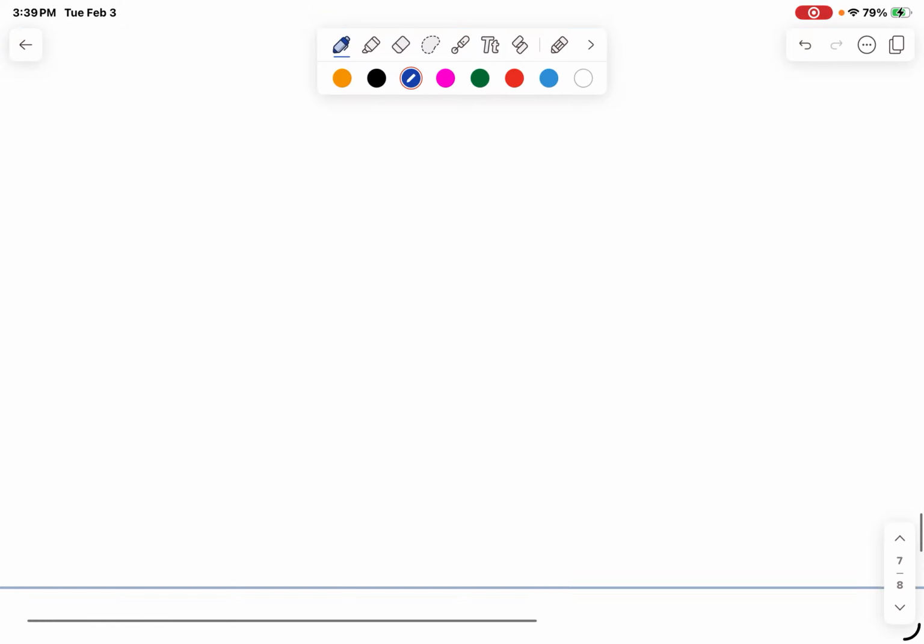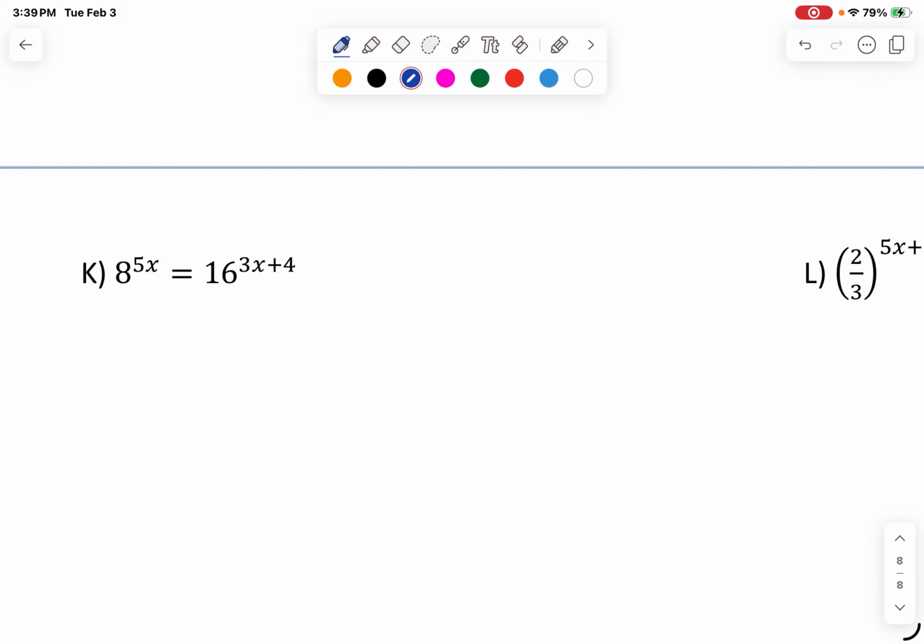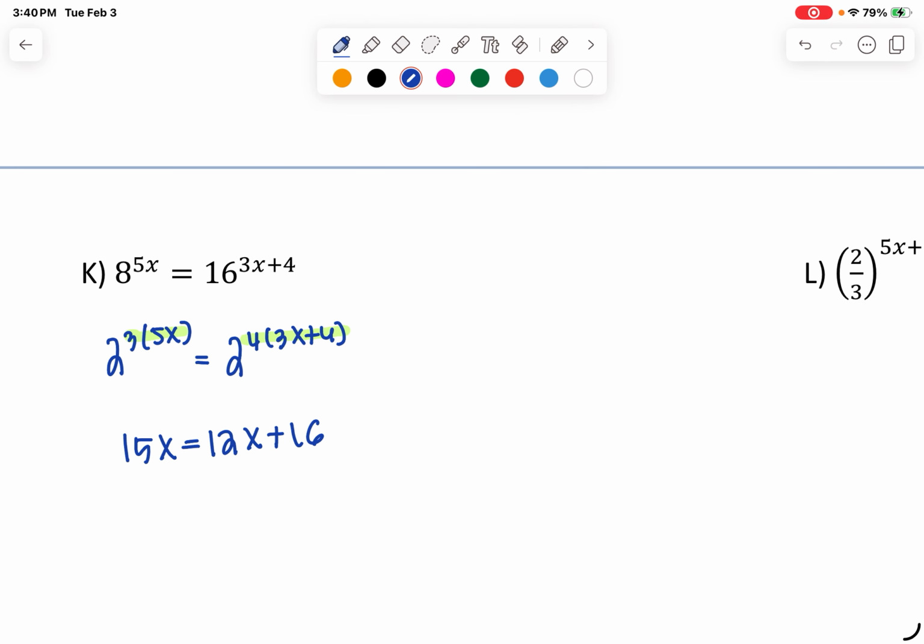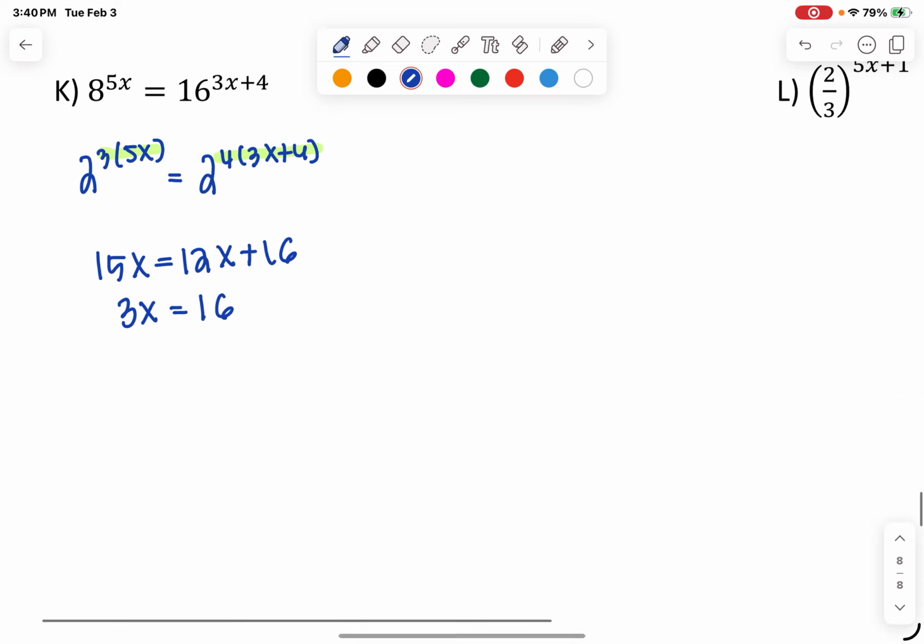Okay. Next one. 16 and 8 can both be rewritten as a base of 2. So this is 2 to the 4th to the 5x power, and 2 cubed to the x plus 4, which means multiply your exponents. 2 to the 20x, 2 to the 3x plus 12. Same base, so now you can set your exponents equal to each other. 15x is equal to 12x plus 16. Subtract 12x from both sides. 3x is equal to 16. Divide by 3, x equals 16/3.